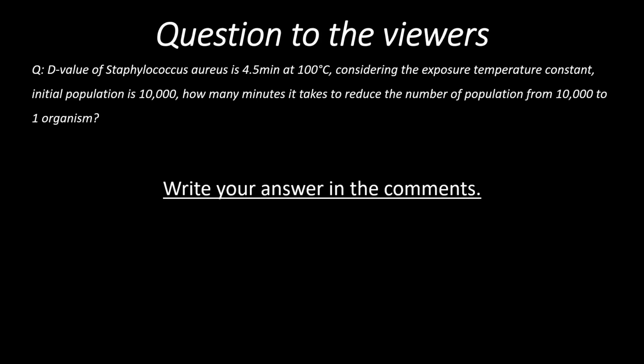So this is a question to the viewers who watched this video. The D-value of a Staphylococcus aureus is 4.5 minutes at 100 degrees Celsius. Considering the exposure temperature is constant throughout the sterilization process, and the initial population is 10,000 microorganisms, how many minutes does it take to reduce the population from 10,000 organisms to 1 organism? Write your answer in the comments.